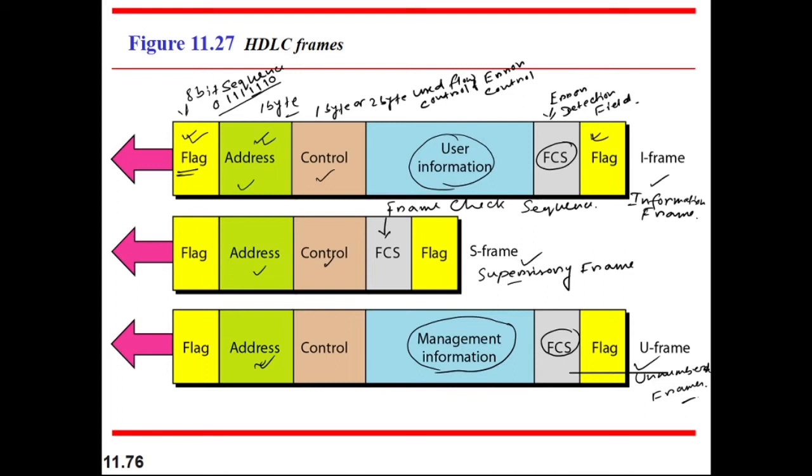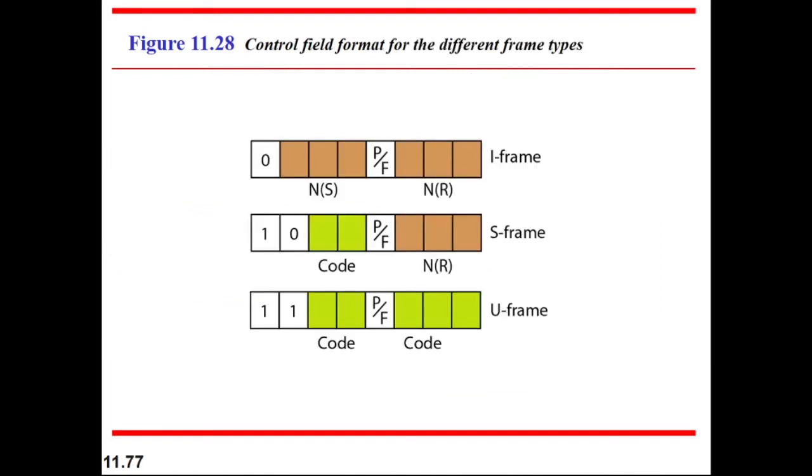So HDLC has 3 different categories of frames. Now this is the control field format for different frame types. Here you can see the I frame, S frame and U frame. We have different frame structures, and for different frames we have different patterns of control field. The control field is responsible for flow control.